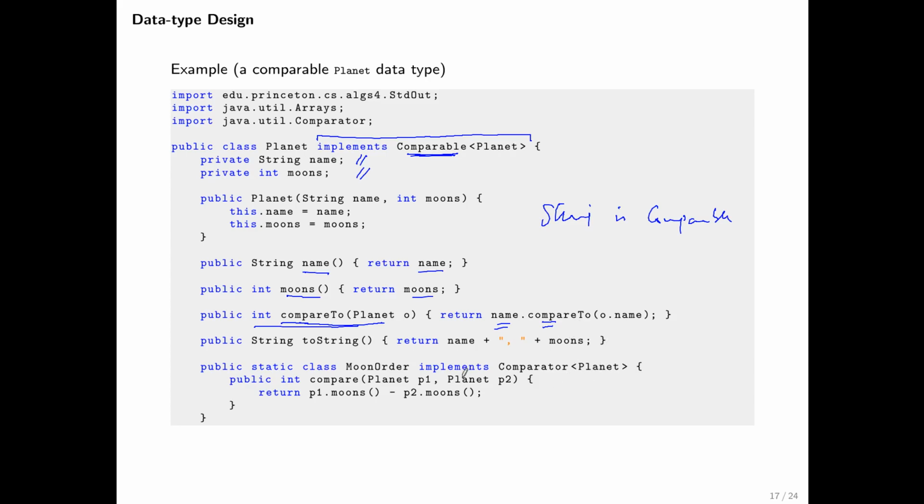Okay. All right. And now comes the alternate ordering. And this is how we also provide an ordering based on the number of moons. The way we do that is as an inner class that is static and also public, and this class is called MoonOrder because it's going to provide an ordering on planets based on the number of moons. And that, notice, implements the Comparator interface from the previous slide.